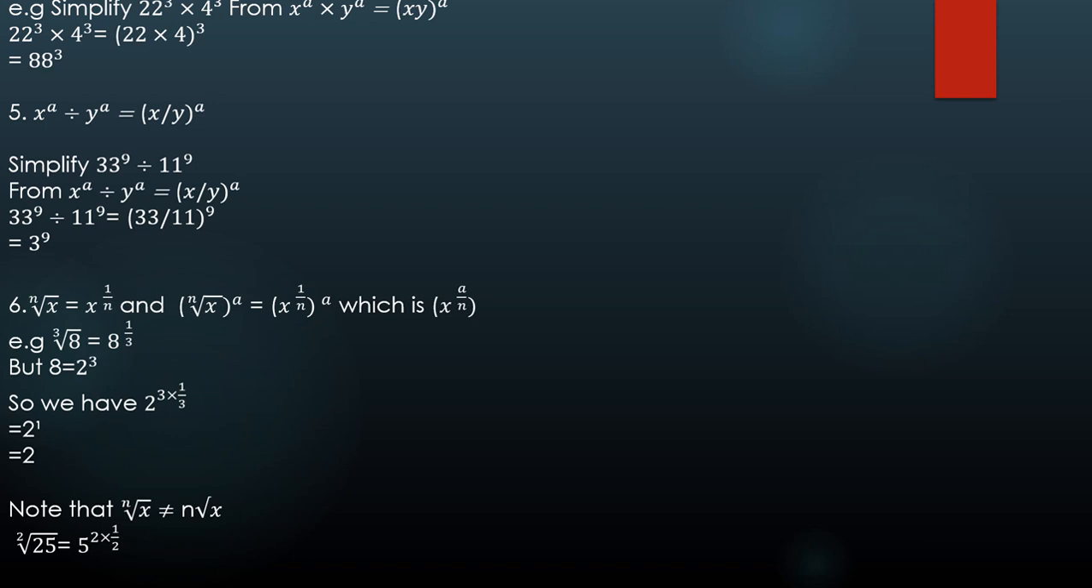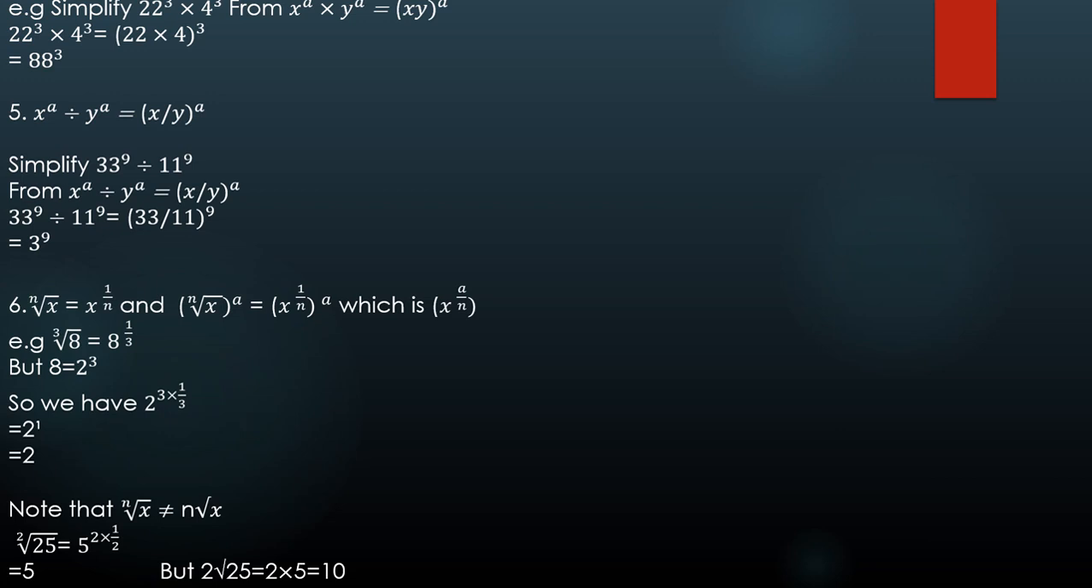So we have it as 5 raised to power 2. And 5 raised to power 2 is 25. 5 squared is 25. So bring in your 1 over 2 as our 6th rule says. So they will cancel out. We should have 5 raised to power 1, which is 5 as our answer.